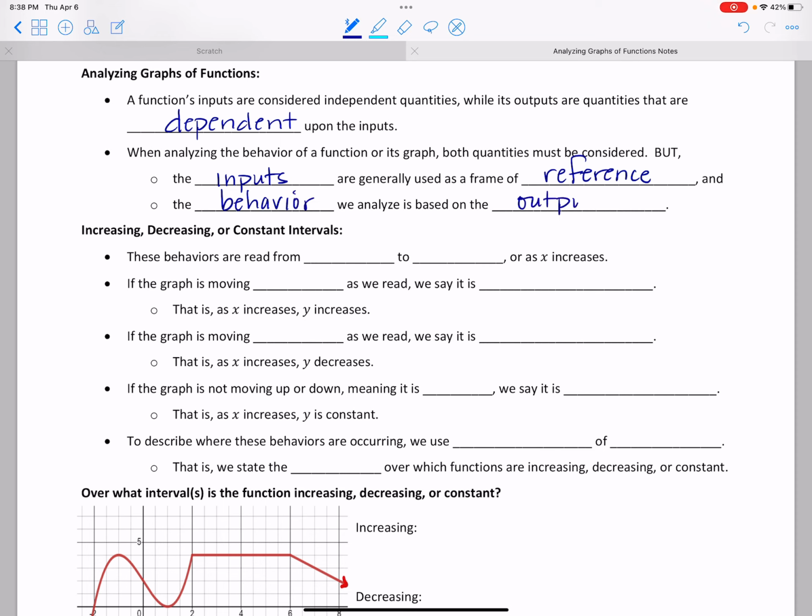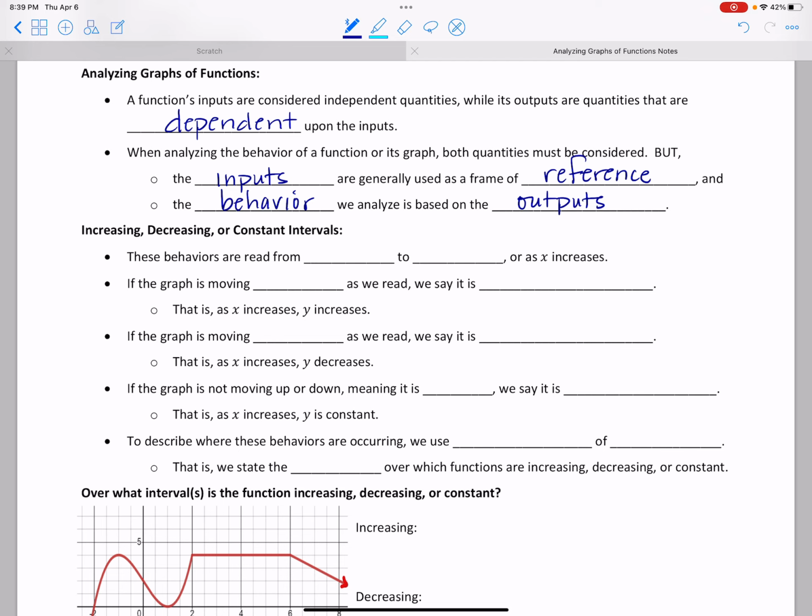So we use our inputs as a frame of reference, again, because the inputs are independent. Like I can take all real numbers and plug into a whole variety of functions, but how they behave, or the behaviors that we're analyzing are, again, based on the outputs. What are the outputs doing? Those are the things that will vary from one function to another.